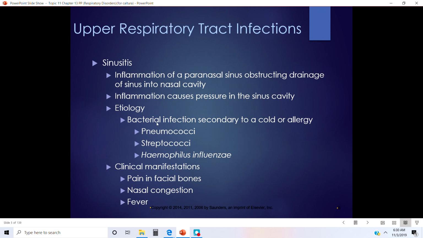Now, sinusitis is a bacterial infection, again, secondary to a cold or even an allergy. It could be pneumococcus, streptococcus, or Haemophilus influenzae. So these are all possibilities. As far as the signs and symptoms, one of the things patients tend to present with or complain about is that pain in the facial bones, that pressure, especially if you bend your head down, that type of thing. They'll have the nasal congestion. And again, with a bacterial infection, a fever, again, that may be a little bit higher than with a viral.